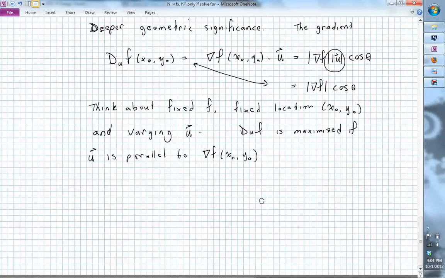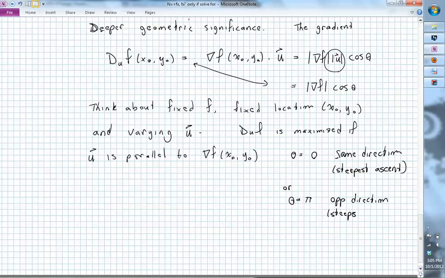Okay, so this happens when theta is equal to 0, same direction, and this is the steepest ascent. Or when theta is equal to pi, and that's the opposite direction, and that's the steepest descent.